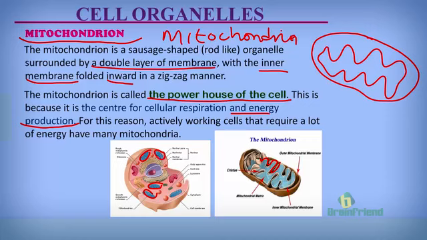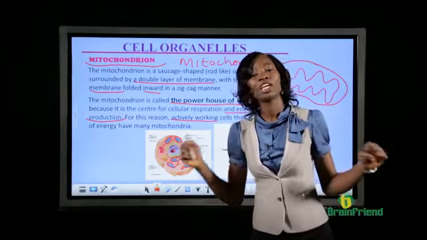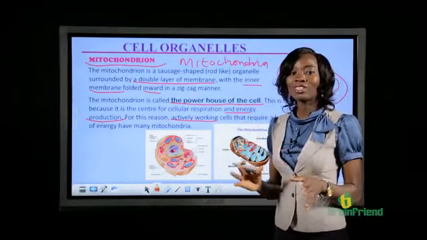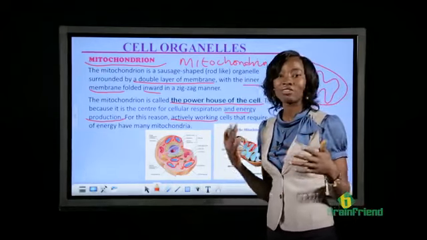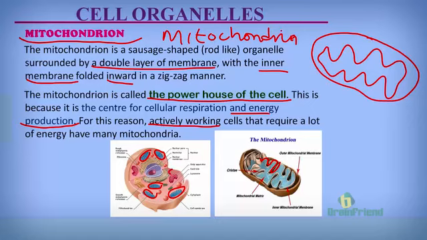So without the mitochondrion, the cell cannot produce energy and it cannot carry out cellular respiration. It is for this reason that most actively working cells, if you are always involved in activities, your legs are always working, you use your hand, use your brain, all of these are actively working tissues made up of actively working cells. Such cells will have several mitochondria because they need all of these mitochondria to generate energy. So don't forget, the mitochondrion is the powerhouse of cells.